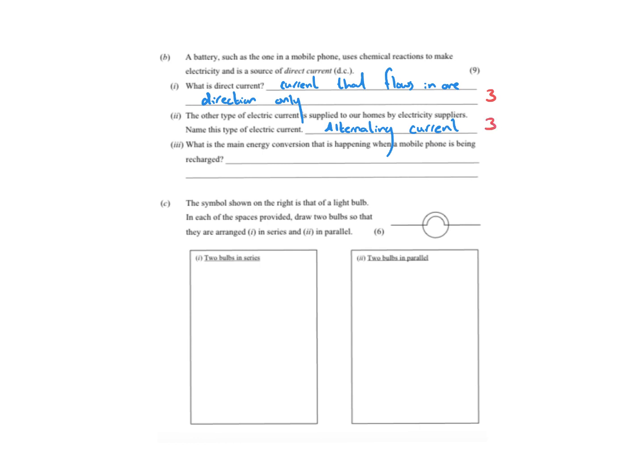What is the main energy conversion that is happening when a mobile phone is being charged? So we could have a look and say electrical energy to chemical energy, because our batteries are full of chemical energy. So that was 3 marks there again.